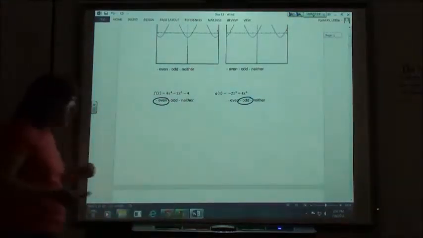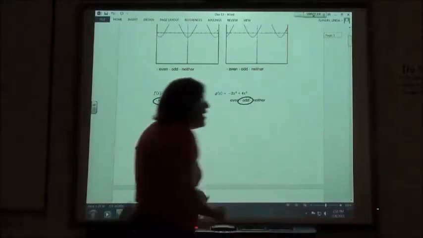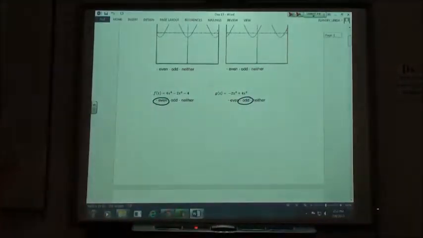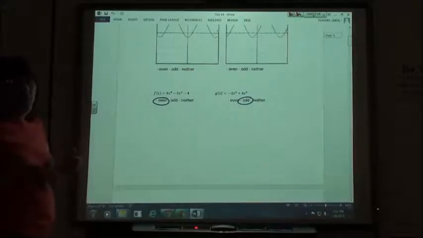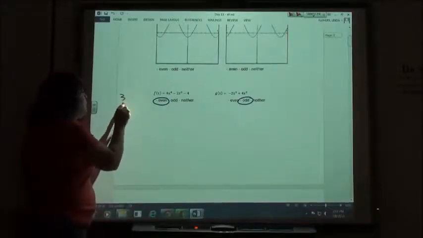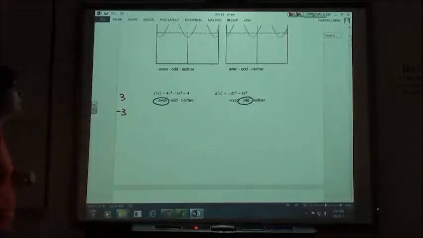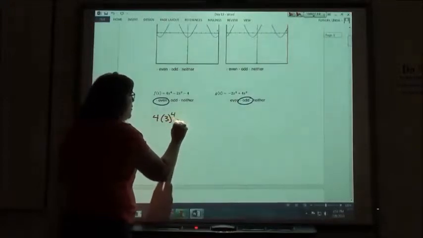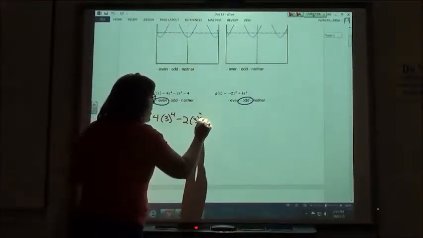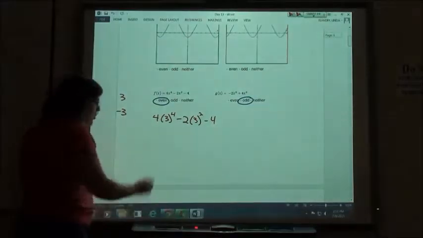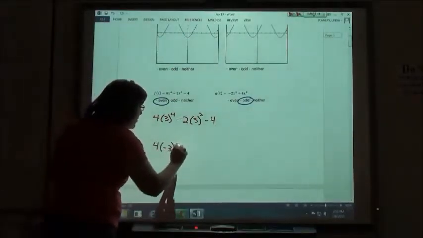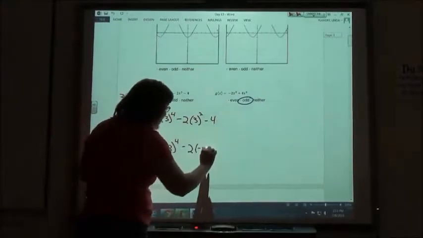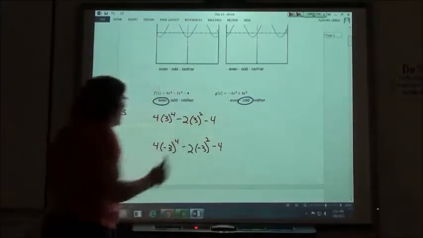Now another way to check if it's an even or an odd function is to plug in values that are opposite each other. 1 and 2 don't really work very nicely because there are too many cases, like when you square or take the absolute value, that you end up with the same numbers. And so I like to use 3 and -3 for my test values. What you would want to do is do 4 times 3 to the 4th minus 2 times 3 squared minus 4 and find your answer. Then 4 times -3 to the 4th minus 2 times -3 squared minus 4 and find your answer.